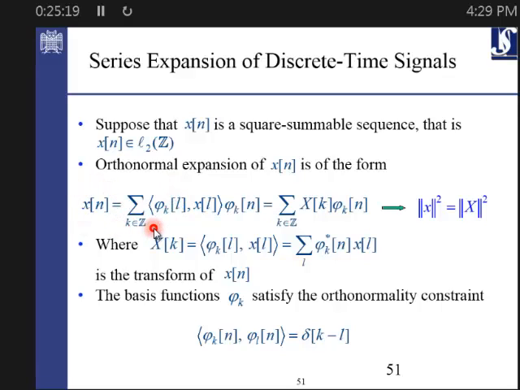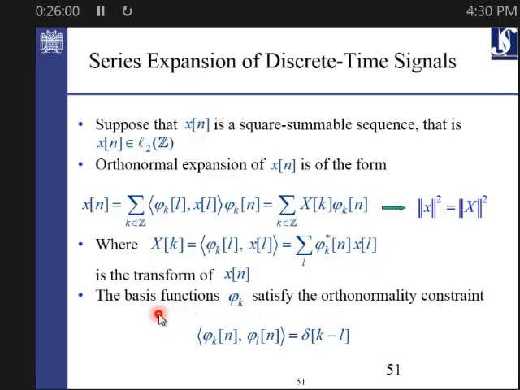The signal construction based on the basis functions, as we already mentioned, is represented like this. We have a basis function times the inner product of the signal with those bases, which indicates how much the signal is correlated or similar to that basis function, times that basis function. So this is how the signal is constructed. And we know that the signal in time and in any linear transform domain have the same energy based on the Parseval theorem.